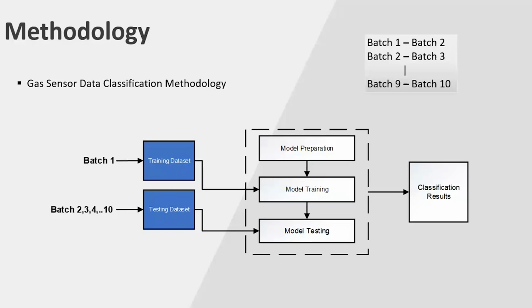So this is the cluster, where there are some batches: batch 1, batch 2, up to batch 10. The first, initial batch is used for the training data set. In general, the first batch will be used for training, the next batch will be used for the testing process, and then we perform the classification process.